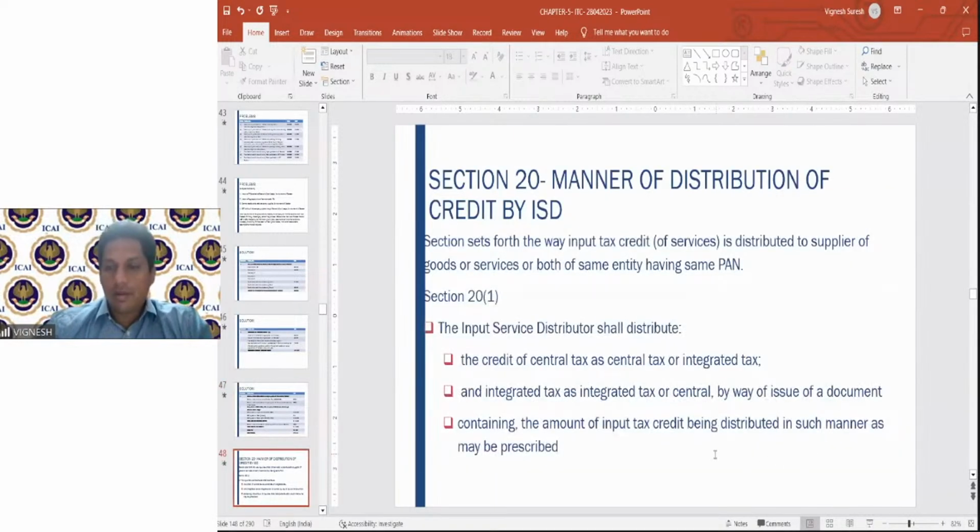Fine. So that was your problem based on this one. If no more questions on this, we'll go to the next section, section 20, that is your input service distributor.